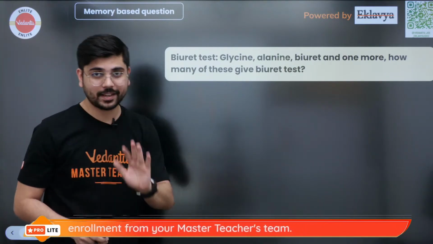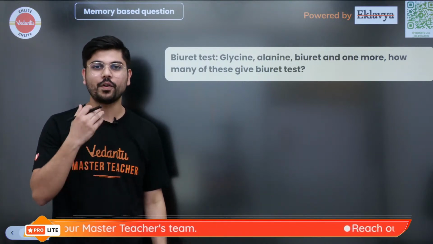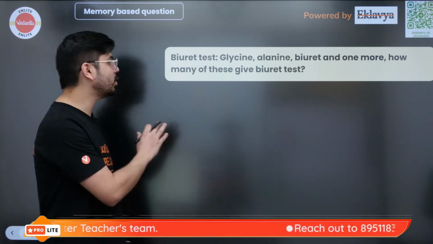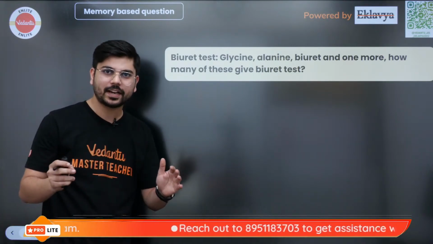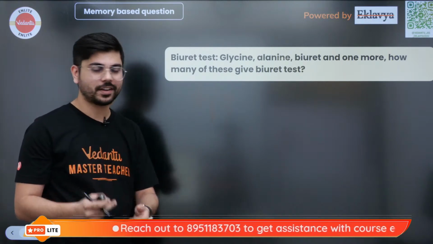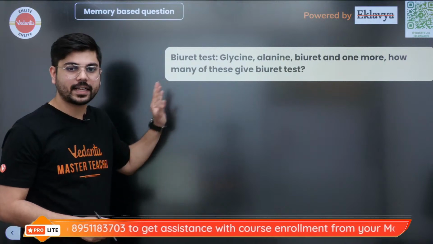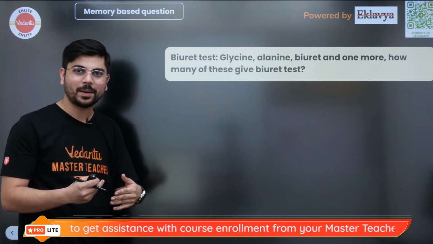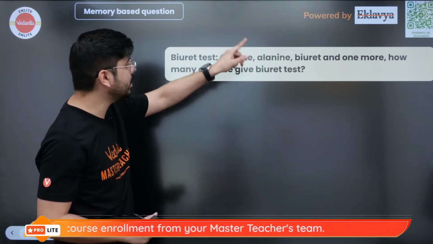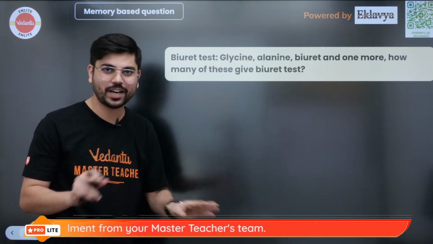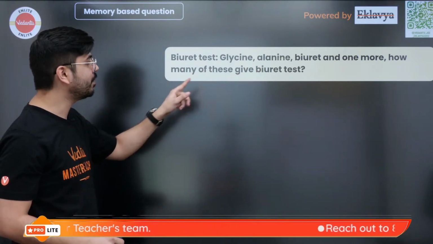Now I can agree that this statement is something that most of us would skip. It was regarding the peptide bond test. If I need to check how many peptide bonds are there, I would have to go for the biuret test. Now the biuret test, why do we call it biuret? Because it has biuret compound in it. So we have glycine, alanine, biuret, and there was one more which we are not so very sure about. So let's call it X.